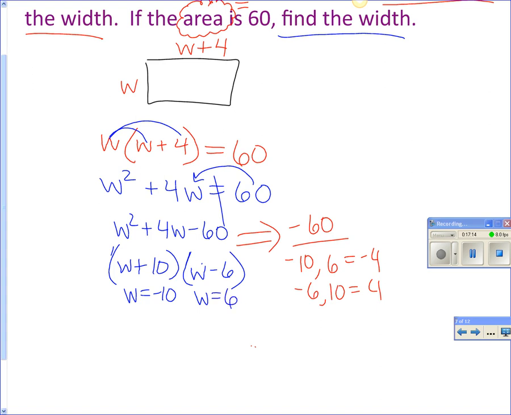Which one's more realistic to be a width of something? Positive. Okay. You would never go buy a new TV and say, I want a negative 42-inch TV. You would never say that, right? Positive, okay? Positive value. So W is 6.